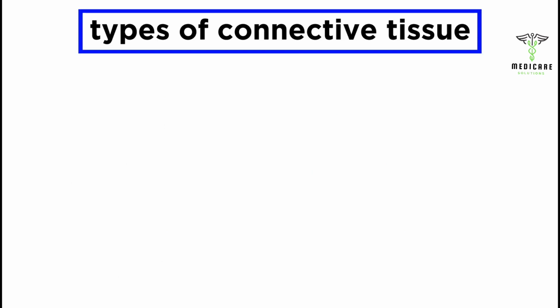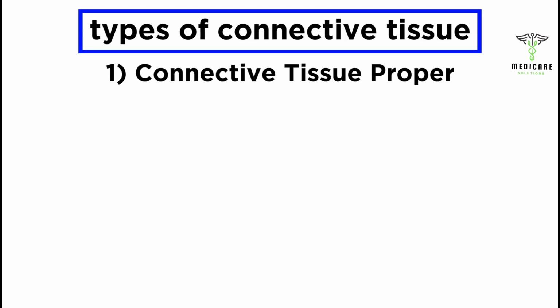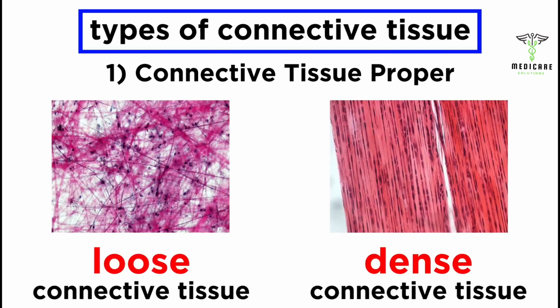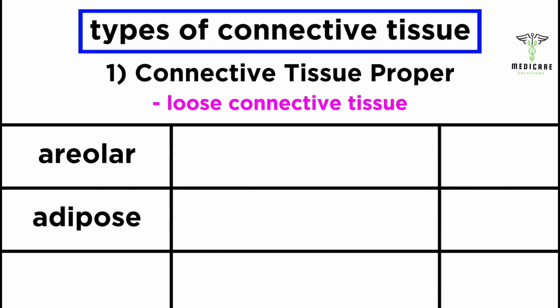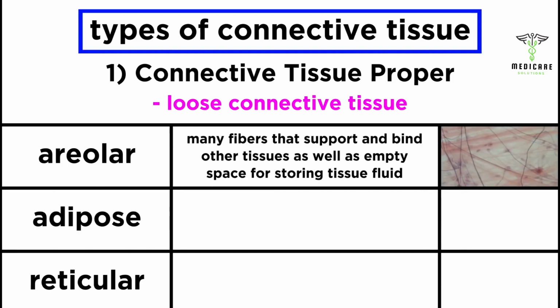Now that we have some general information down, let's look at each type of connective tissue a little more closely. First, connective tissue proper. This can be either loose connective tissue or dense connective tissue. These categories each have 3 subcategories as well. Loose connective tissue can be areolar, adipose, or reticular. The areolar variety has lots of fibers that support and bind other tissues, with lots of empty space for storing tissue fluid. This is the most abundant connective tissue, wrapping around some structures and cushioning others.